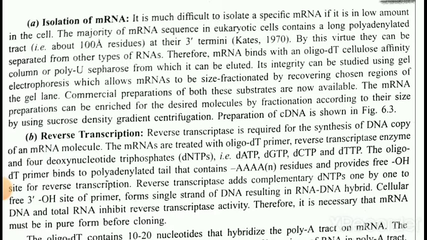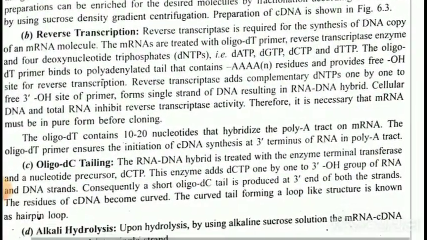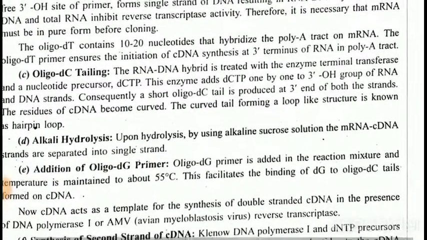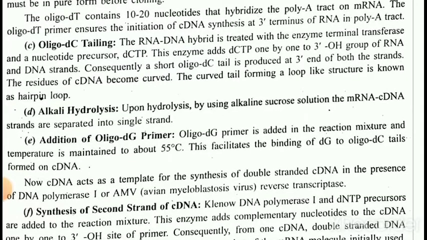The oligo-dT primer binds to the polyadenylated tail that contains a run of A residues and provides a free 3' OH site for reverse transcription. Reverse transcriptase adds complementary dNTPs one by one to the free 3' OH site of the primer, forms a single strand of DNA, resulting in an RNA-DNA hybrid. Cellular DNA and total RNA inhibit reverse transcriptase activity. Therefore, it is necessary that mRNA must be in pure form before cloning. The oligo-dT contains 10 to 20 nucleotides that hybridize to the poly-A tract on mRNA. The oligo-dT primer ensures the initiation of cDNA synthesis at the 3' terminus of RNA in the poly-A tract.